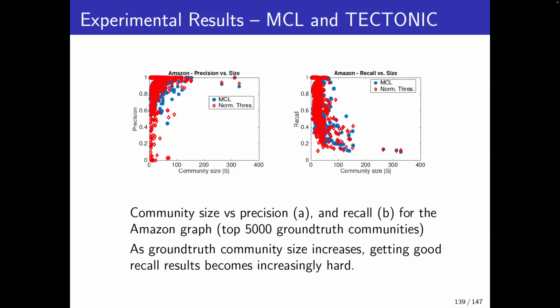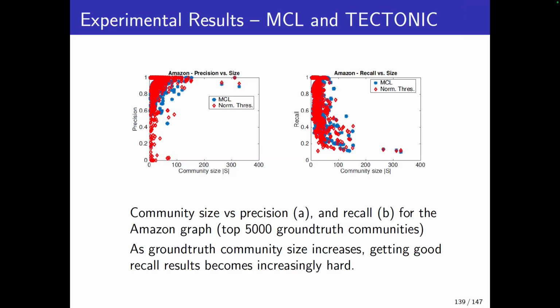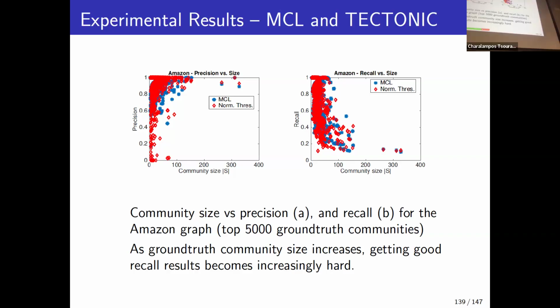So what happens is that basically the precision increases. If you have a community with, let's say, 300 nodes, we output something smaller, maybe 80 nodes. They all come from this community. So we're precise, but at the same time, the recall drops. So we cannot find the whole community of 300 nodes. So this is an interesting practical problem. How can you improve this?